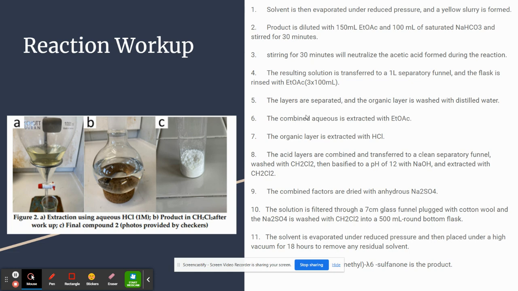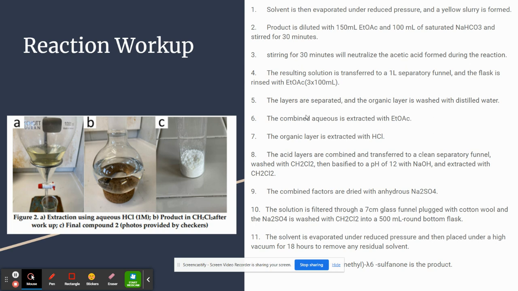The reaction workup. So this is what they do to actually get the product after. What they do first is they evaporate the solvent under reduced pressure, and a yellow slurry is formed. The product is diluted with 150 milliliters of EtOAc and 100 milliliters of saturated NaHCO3 and stirred for about 30 minutes. Stirring for 30 minutes will neutralize the acetic acid formed during the reaction.